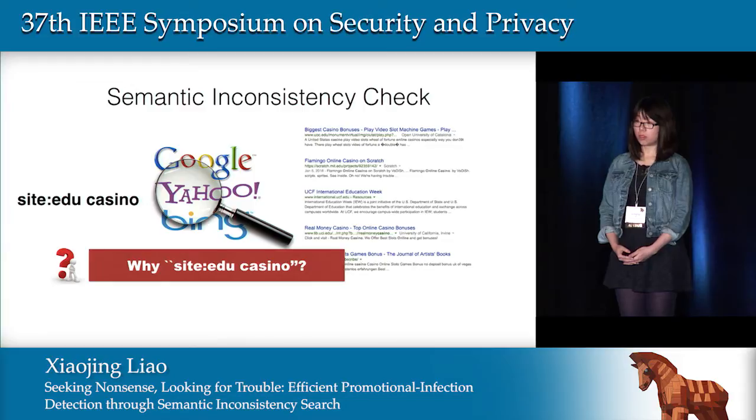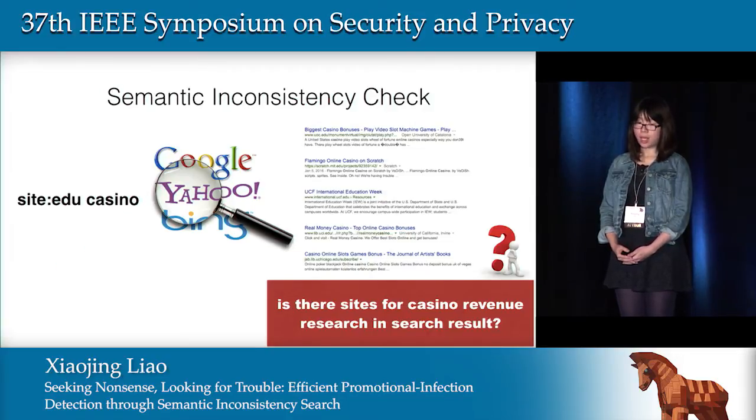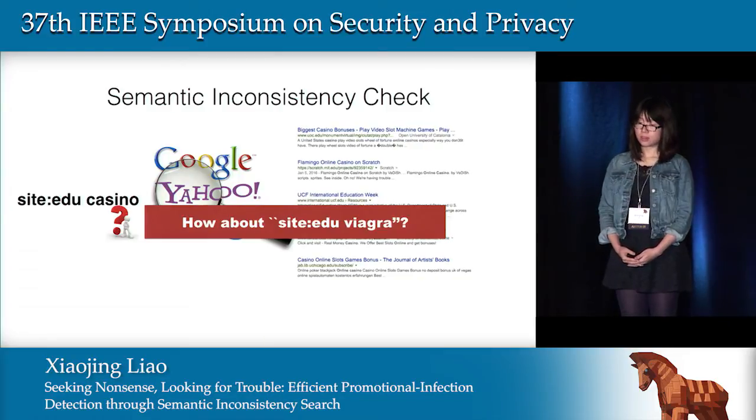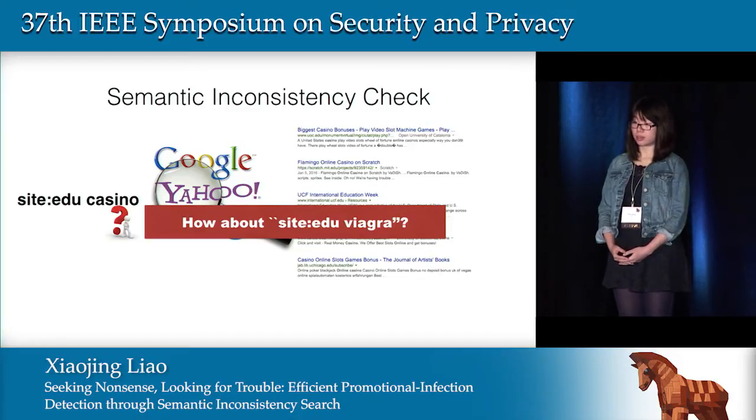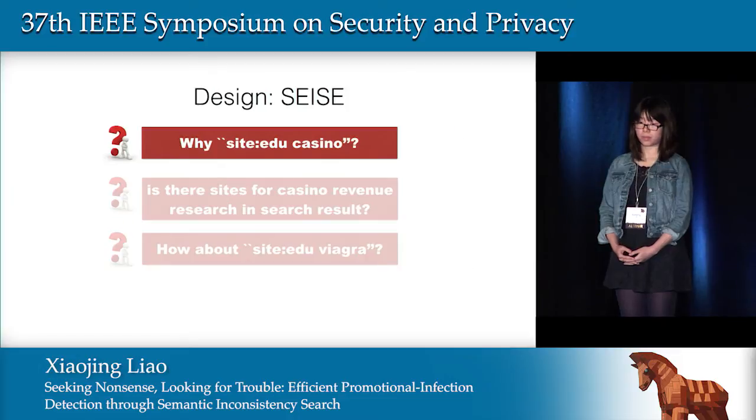However, many question marks are still there. While we use casino as the most irrelevant pattern for the edu site semantic inconsistency check, are all the sites in search results compromised? How about a page talking about casino revenue research? Third is how to systematically generate other bad terms for the edu domain. Now I will show our system SIS to answer these three questions.